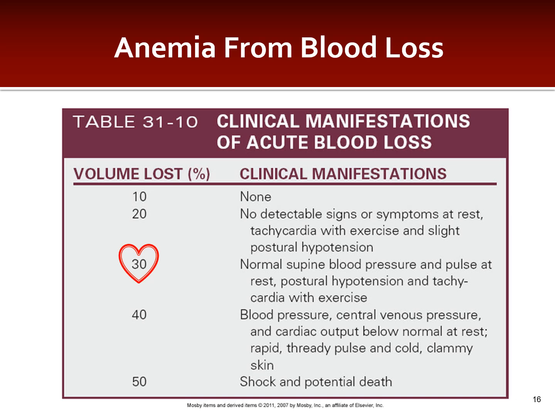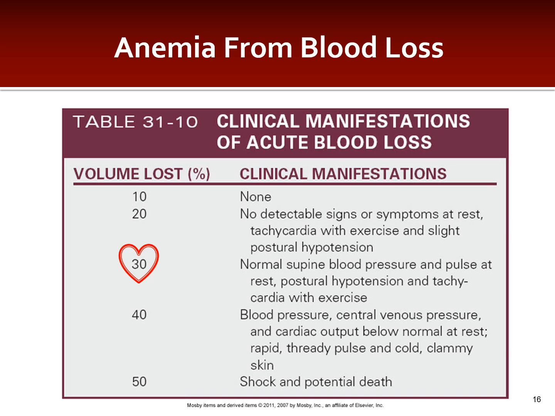So again, when we're looking at clients that have had acute blood loss, you can see the blood pressure and pulse rate at rest. With a larger loss, they may have hypotension and tachycardia. Let's go back. With 10% loss, you may not see any clinical manifestations. With 20% blood loss, you may not see any detectable signs and symptoms at rest.